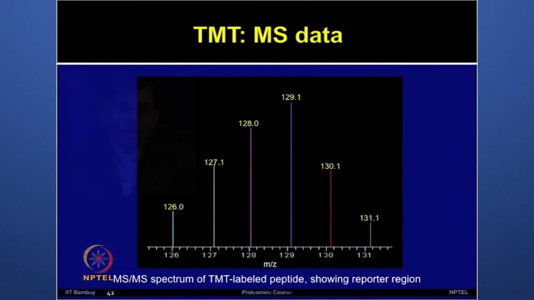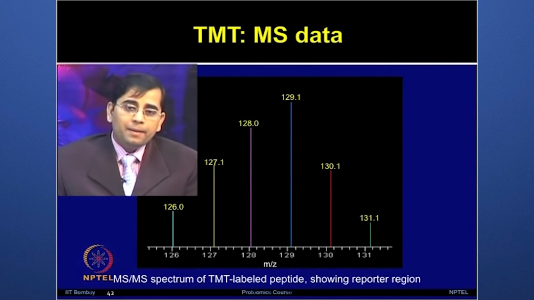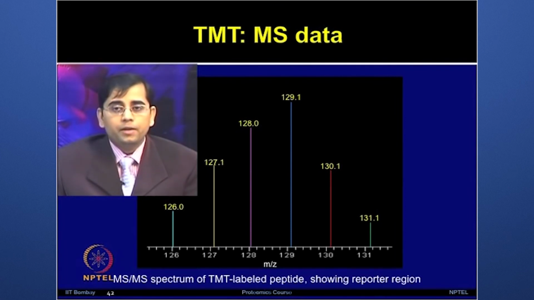I am showing you one representative MSMS spectrum of a TMT labeled peptide, which is showing a reporter region. The relative abundance of target protein or peptide fragment in such different samples can be easily measured by comparing these signature mass peaks, which are generated by the different mass tags.